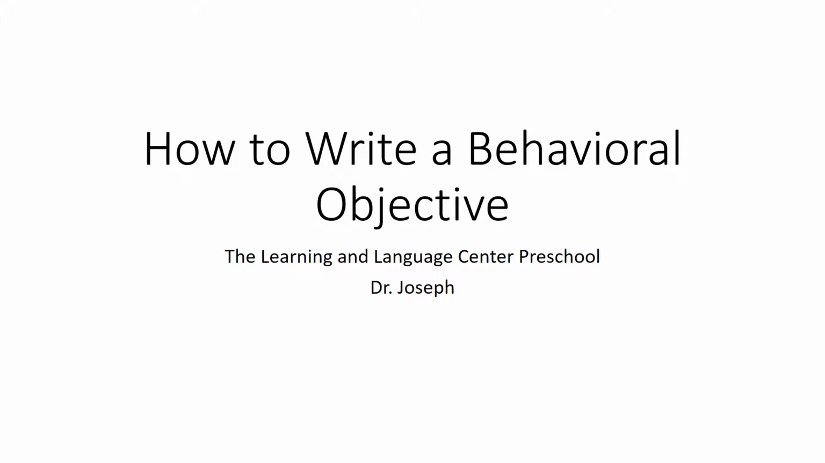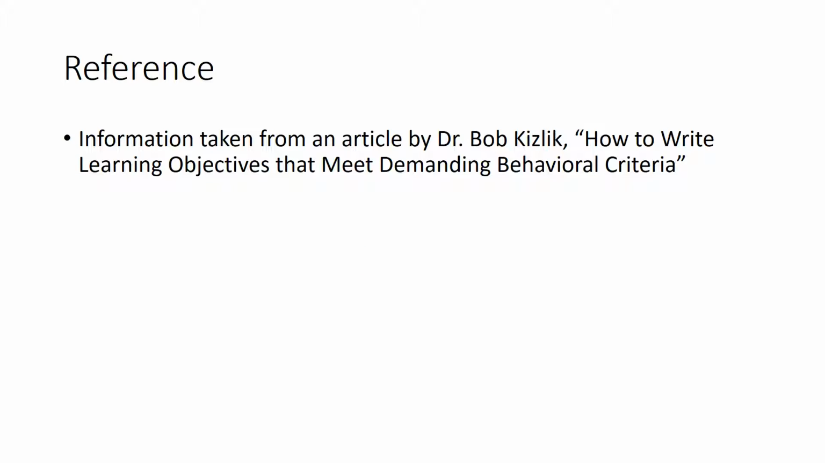It is a description of the intended learning that should take place and what the outcome should be to see if that student has learned. This information is taken from a short article that I found by Dr. Bob Kieslick on how to write learning objectives that meet demanding behavioral criteria.